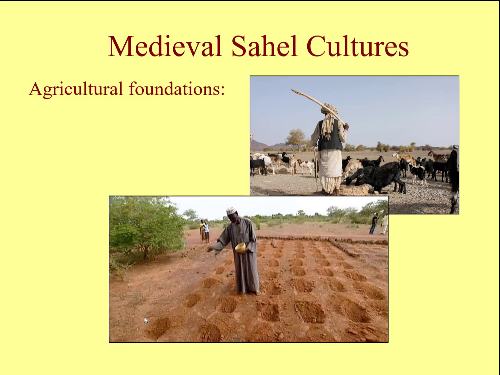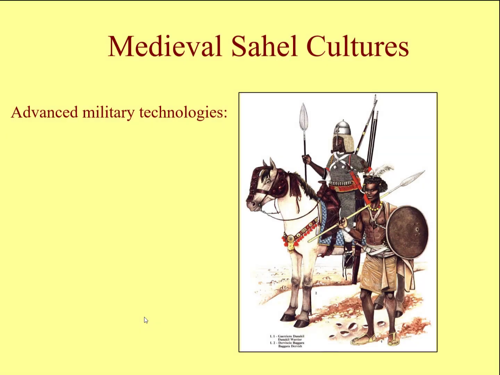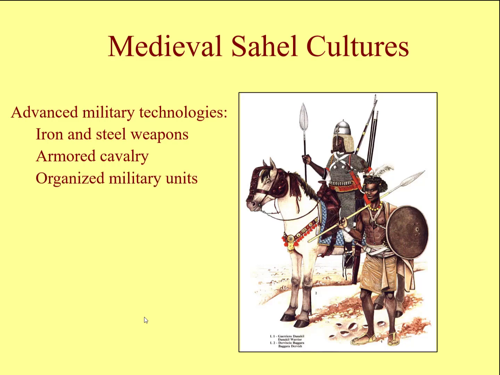The medieval Sahel cultures had agricultural foundations. They raised livestock like cattle, goats, and camels, and they engaged in farming. They also had advanced military technologies. These were sophisticated cultures with iron and steel weapons, armored cavalry, and organized military units. Consequently, the Sahel polities were able to remain independent until the late 19th century, when Europeans arrived with machine guns. It wasn't until the introduction of rapid-fire weapons that Europeans could deal with powerful African societies.